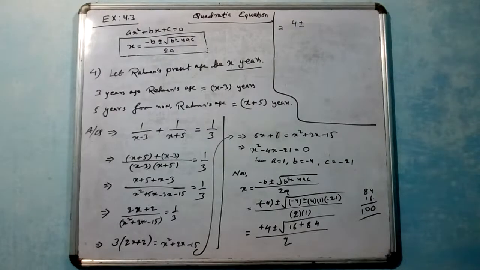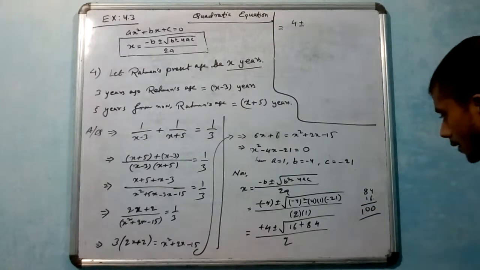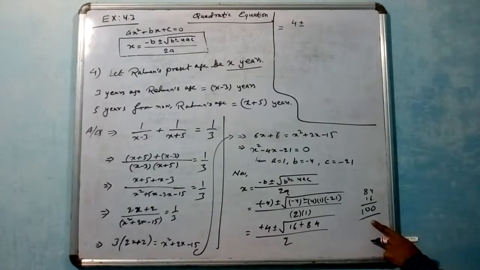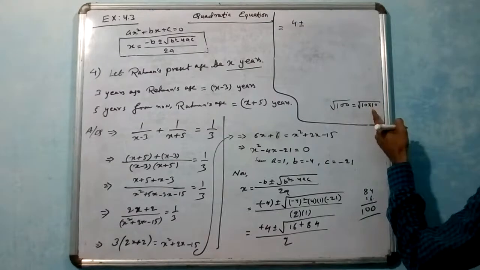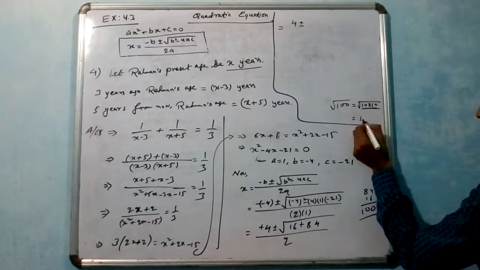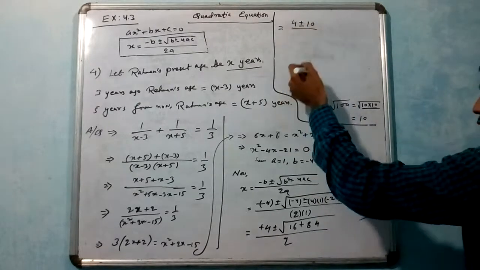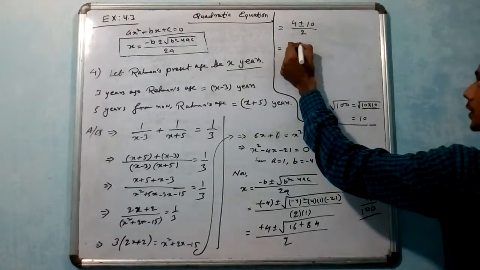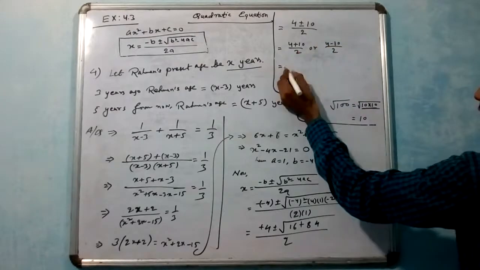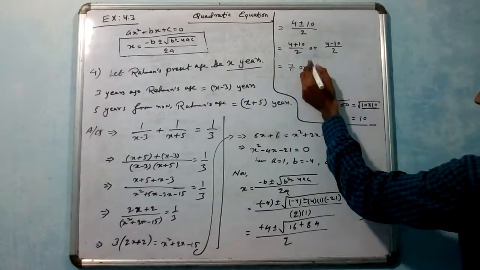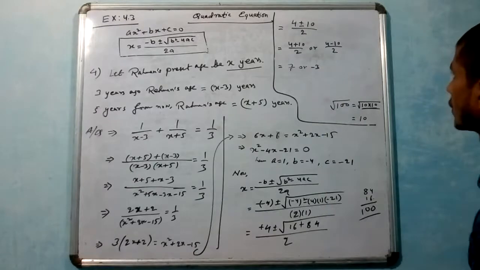So 10 we can take out. Any problem in the square root of 100? Can we write 10 into 10 inside for 100? Yes, and one 10 outside. So 4 plus minus 10 by 2. Okay, so 4 plus 10 by 2 or 4 minus 10 by 2. 14 by 2 how much? 7, or minus 6 by 2 means minus 3.